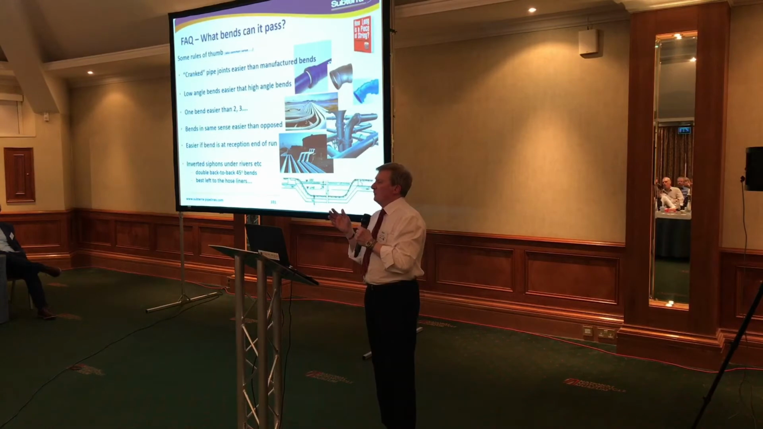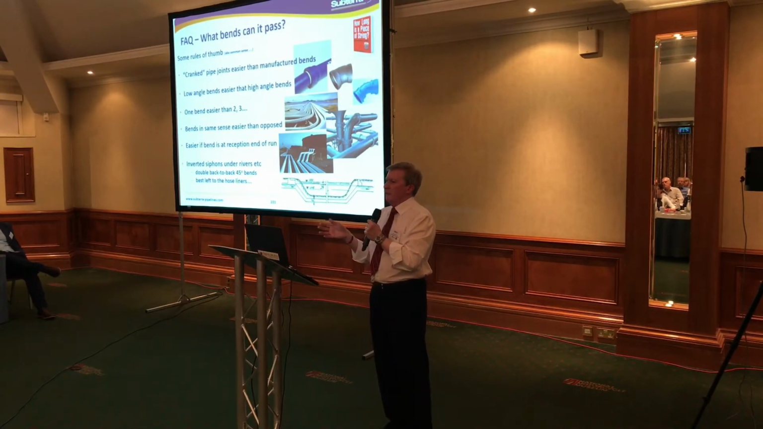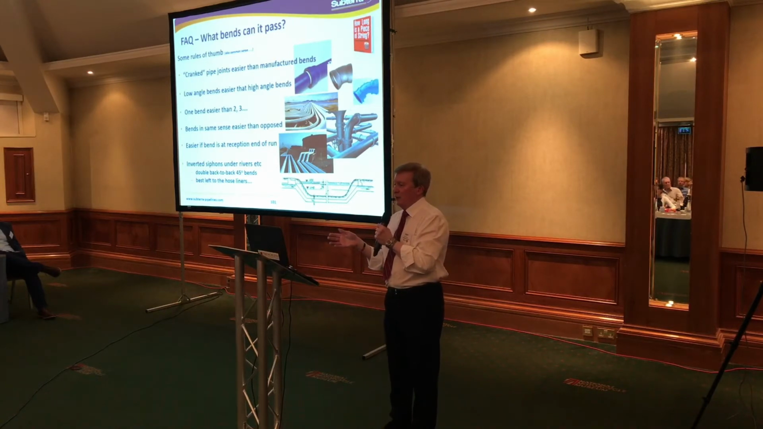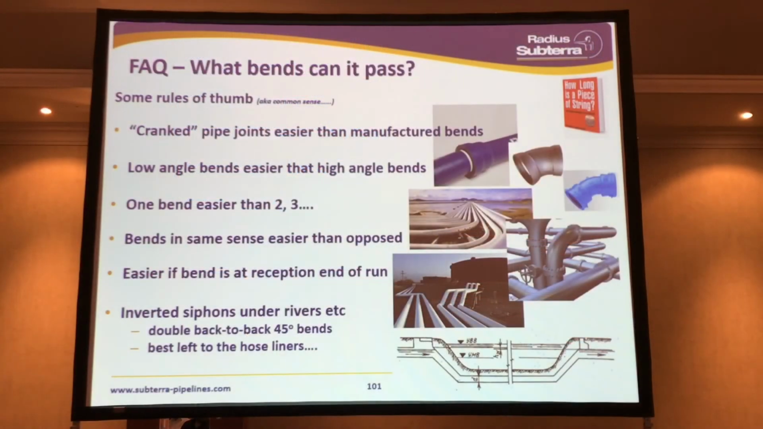Now there are some rules of thumb that can be adopted here. These come from the University of the Blindingly Obvious, but it's easier to get round a cranked pipe joint than a manufactured bend. It's easier to get round a low angle bend than a high angle bend. It's easier to get round one bend than two bends. It's easier to get round bends that are in the same sense rather than those that are opposed.